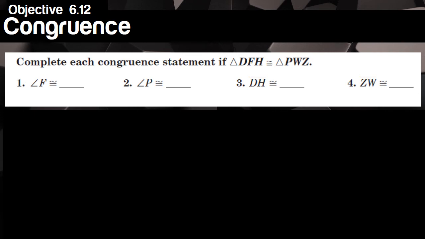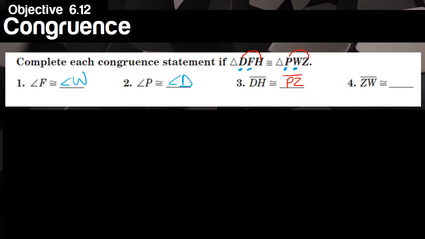So complete the given statement: if triangle DFH is congruent to triangle PWZ. So we're figuring out for number one, angle F is right here in the middle, matches up with the middle angle. It would be angle W. We have angle P for number two, matches up. That's the first letter. Let's match up with the first letter on the other side, which is angle D. And then we have line segment DH. So D to H matches up with line segment P to Z.